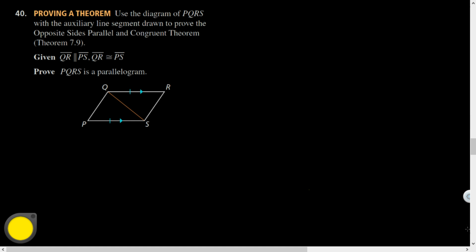Okay, here we go. Let's talk proof. All right. So the first thing I'm going to do, it looks like I'm proving the opposite side congruent and parallel theorem thing. So let's start with the givens. It looks like they drew one of the diagonals, and let's see how that's going to help us in proving this is a parallelogram.